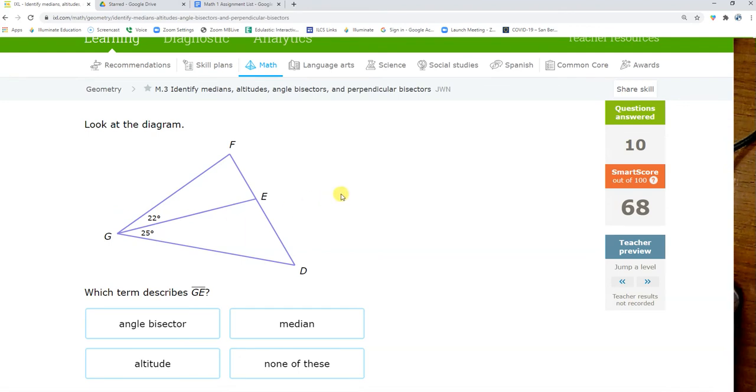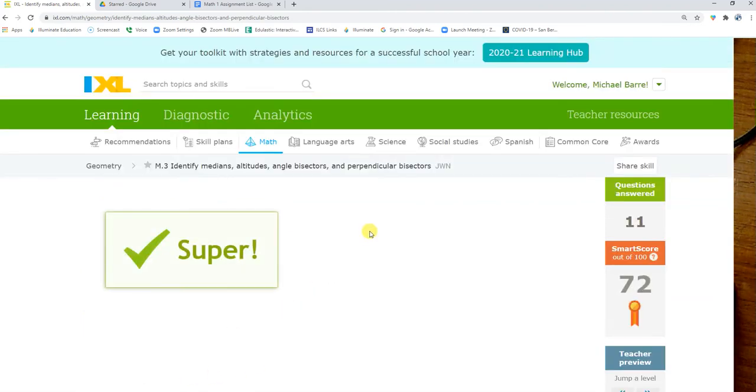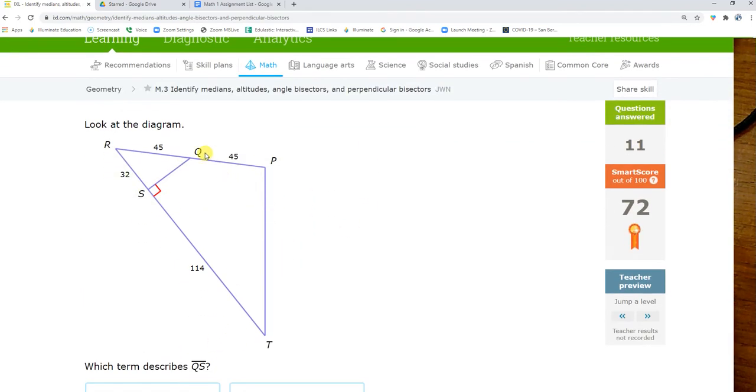Oh, that is not an angle bisector. It's none of those. It's not an angle bisector. Perpendicular.